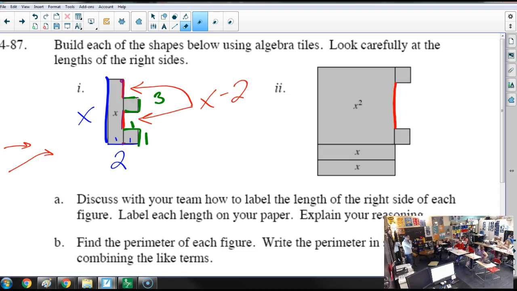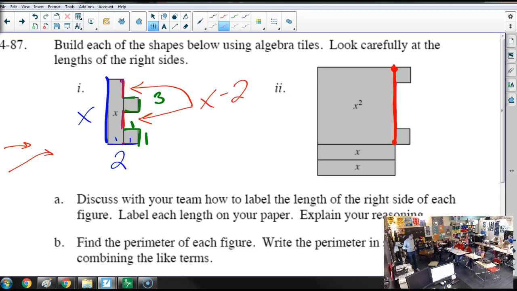Layla, why wouldn't it just be x minus 1? Because that block right there. Why wouldn't it just be x minus 1? Because step over here with me.